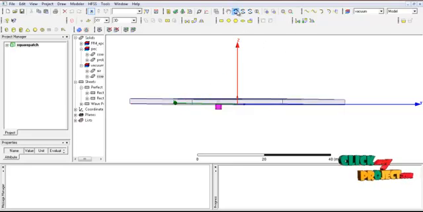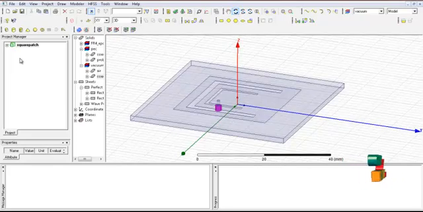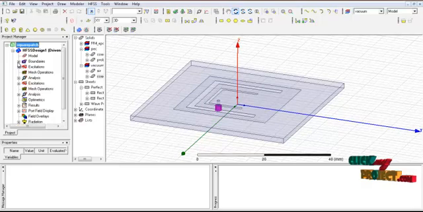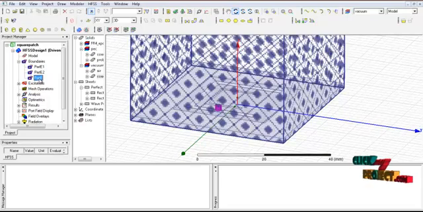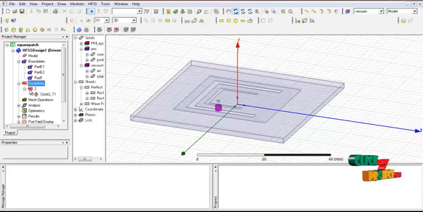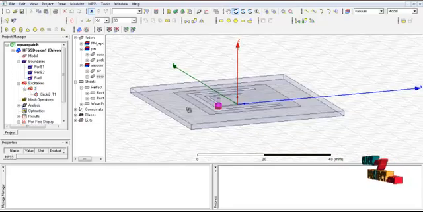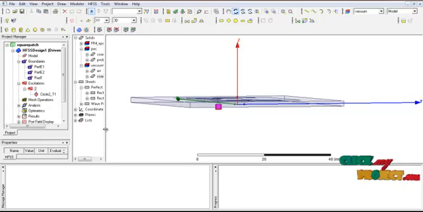So this is the excitation given to the process, and next these are the boundaries. Perfect E1 for applying the patch, and perfect E2 for applying the ground, and the radiation box is covered by the environment. Here we are using the radiation box, and then the excitation. We are using the excitation as a wave port circle, represented at the bottom of the layer.